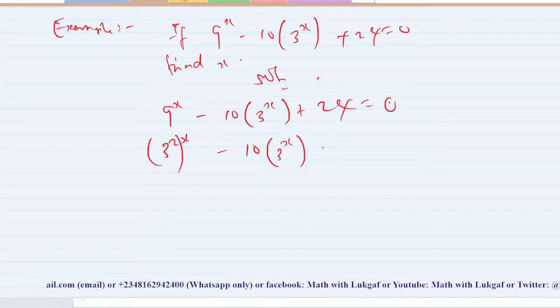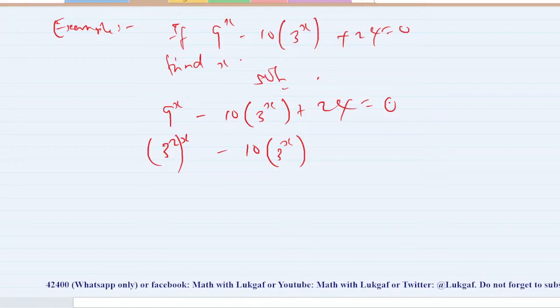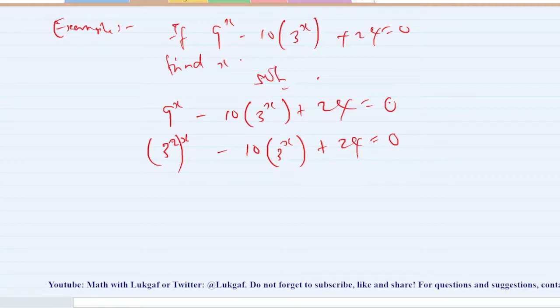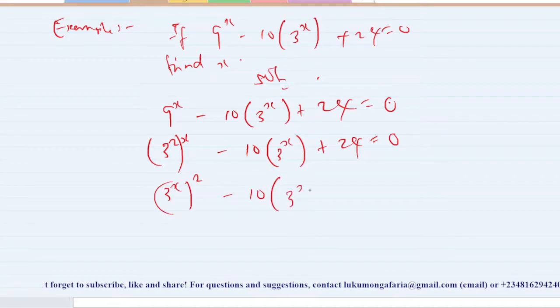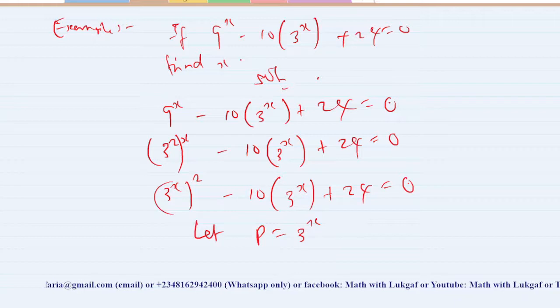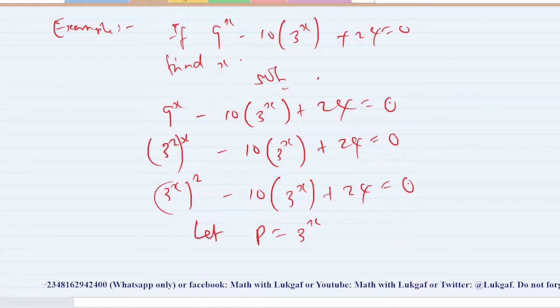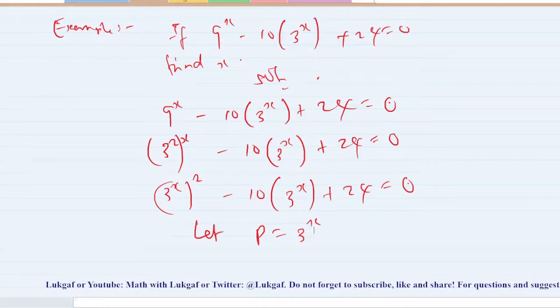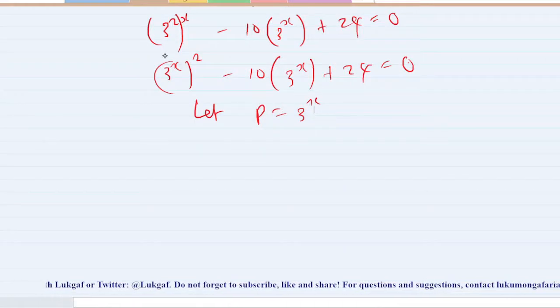Okay, now how do you proceed? Before we do that, let us rewrite this. This can also be 3 raised power x, everything raised power 2, minus 10 times 3 raised power x plus 24 is equal to 0. And I can still say let my p is equal to 3 raised power x. So wherever I have 3 raised power x, I put p. Then this is going to give me p squared minus 10p plus 24.